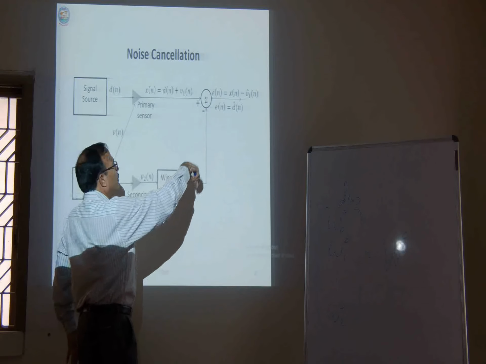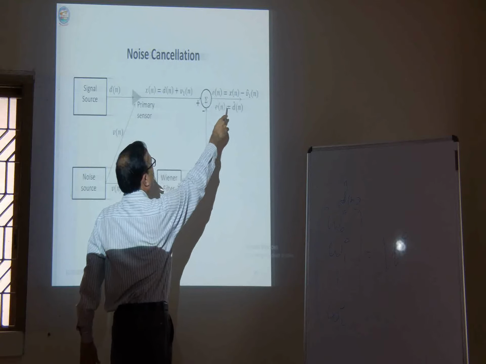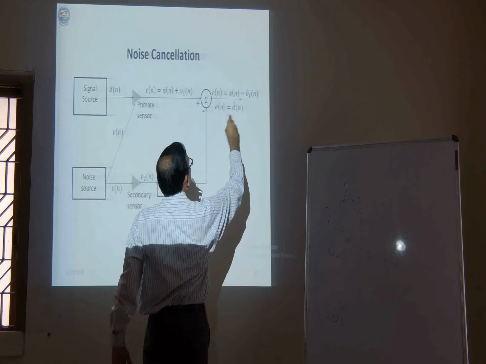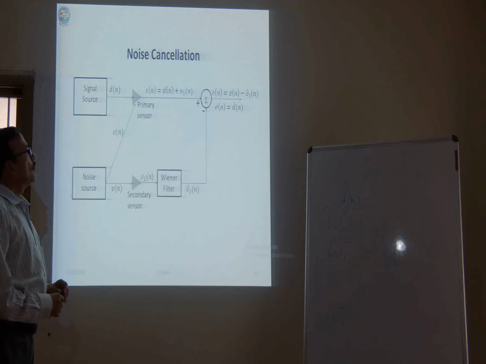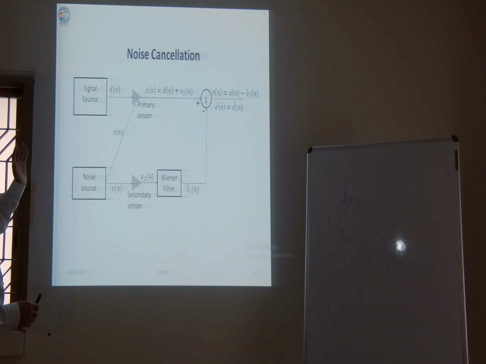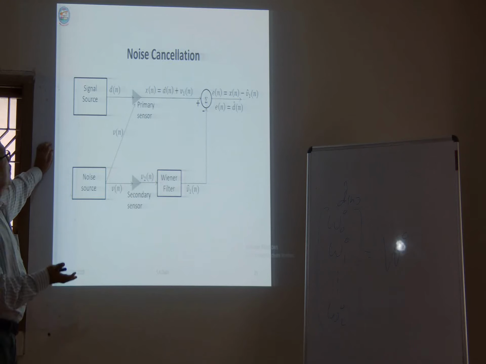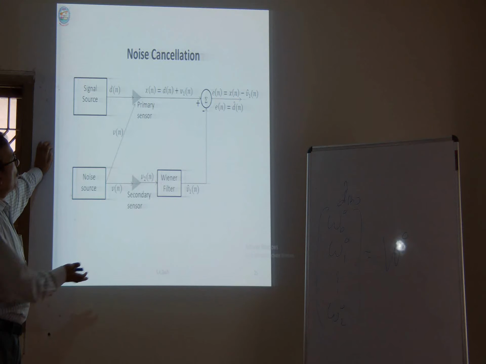Now we just subtract it. So e(n) is nothing but x(n) plus v1(n) minus v1 hat n, so it is nothing but d hat n. That is the desired signal. So this is how noise cancellation is performed. Next slide.